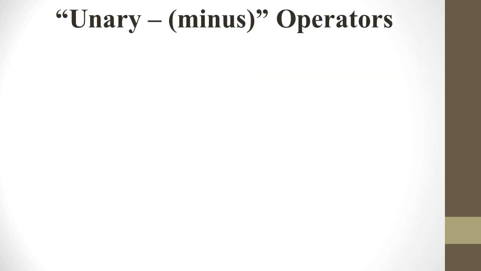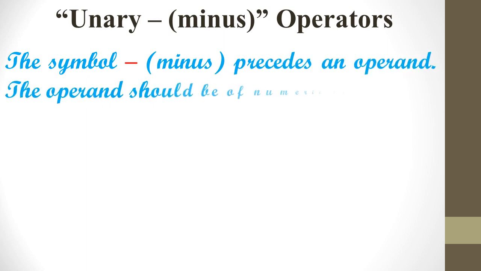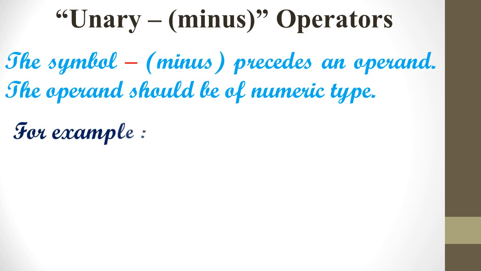Unary minus operator. The symbol minus precedes an operand, which means you can use a minus sign before an operand. The operand should be of numeric type. For example, A equal to minus 9. Here 9 is an operand, and here I am using the minus symbol, and A is a variable. So A equal to minus 9.